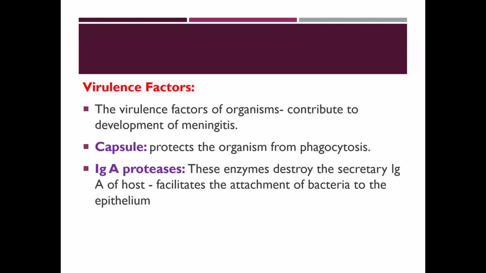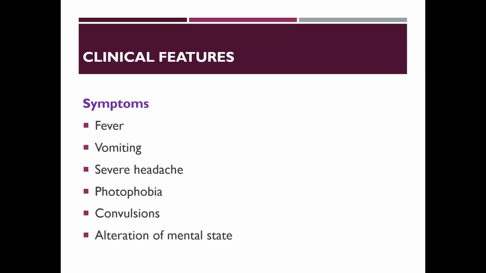Next, IgA1 protease. Generally, IgA antibody is a local antibody. It protects the mucous membranes against the invasion of microorganisms. Here, some bacteria, such as Haemophilus influenzae, produce IgA proteases. These IgA proteases destroy the IgA antibody. Actually, IgA should act against the bacteria, but here the bacteria produce IgA protease, which destroys the IgA antibody. When the IgA antibody is destroyed, it facilitates the attachment of bacteria to the epithelium.